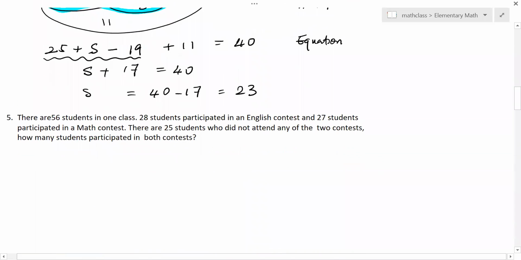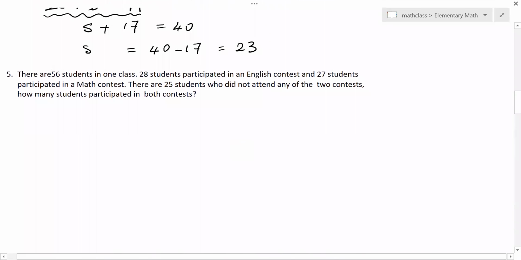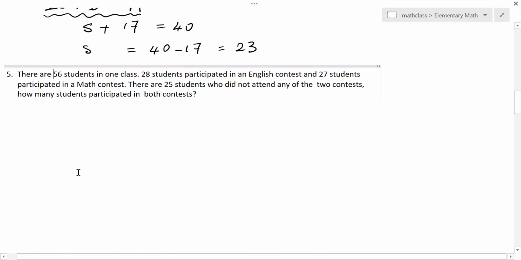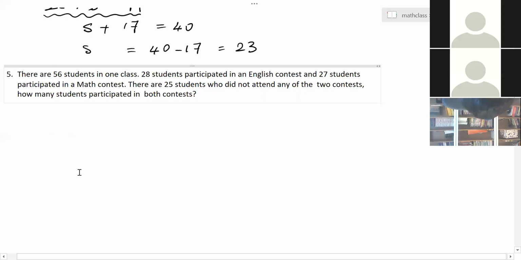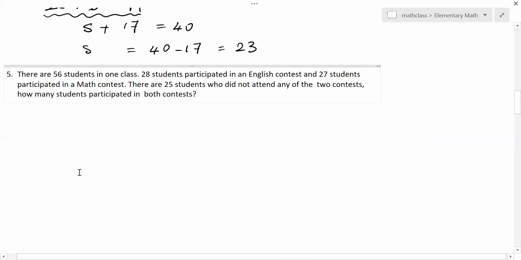All right. So now let's look at the next problem. There are 56 students in one class. 28 students participated in an English contest, 27 students participated in a math contest. There are 25 students who did not attend either of these two contests. How many students participate in both contests?